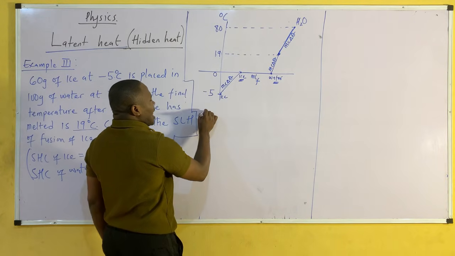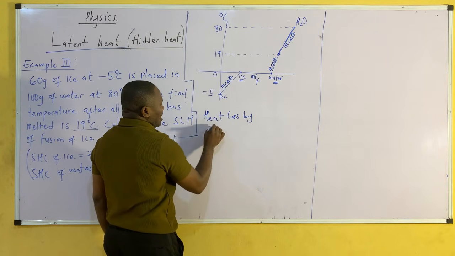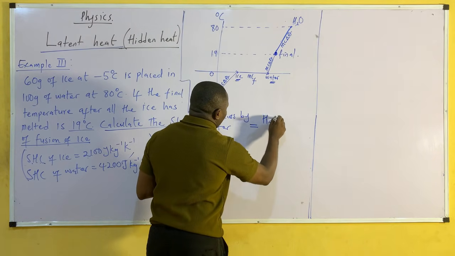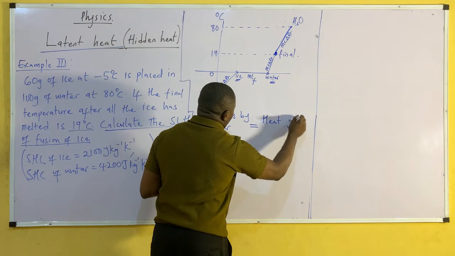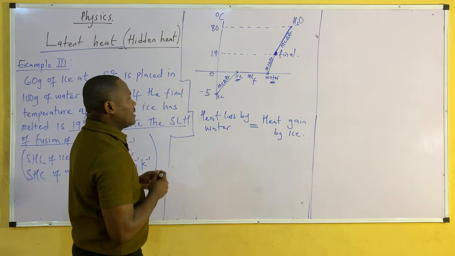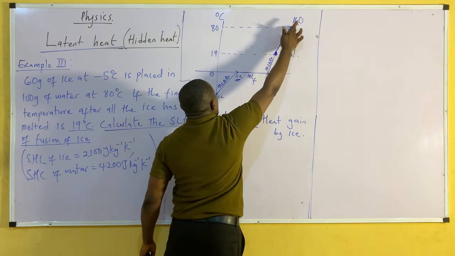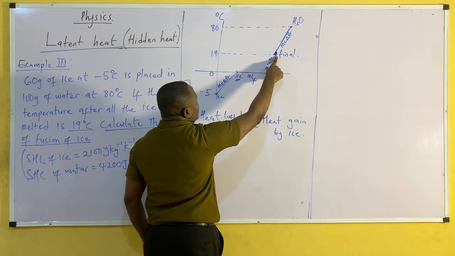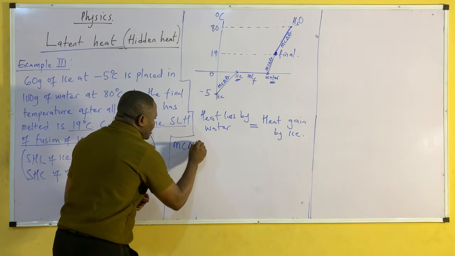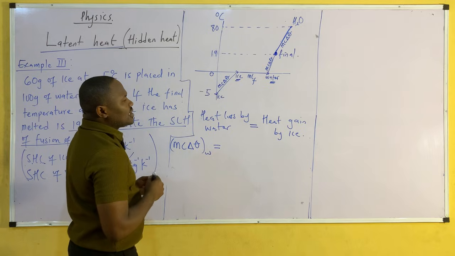So what would I say now? I would say heat loss by water is equal to heat gain by ice. Now let's look at how this can be rectified. Heat loss by water is just from here to here, from 80 to final temperature, which is 19. So it will just be MC change in theta of water is equal to, what is the heat gain by ice?